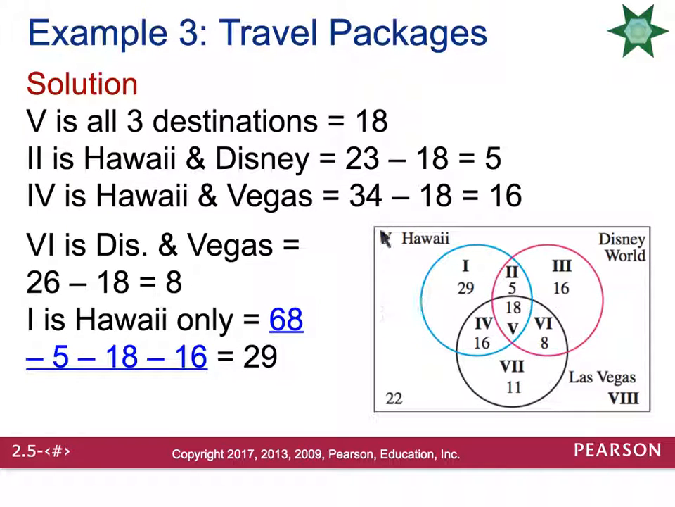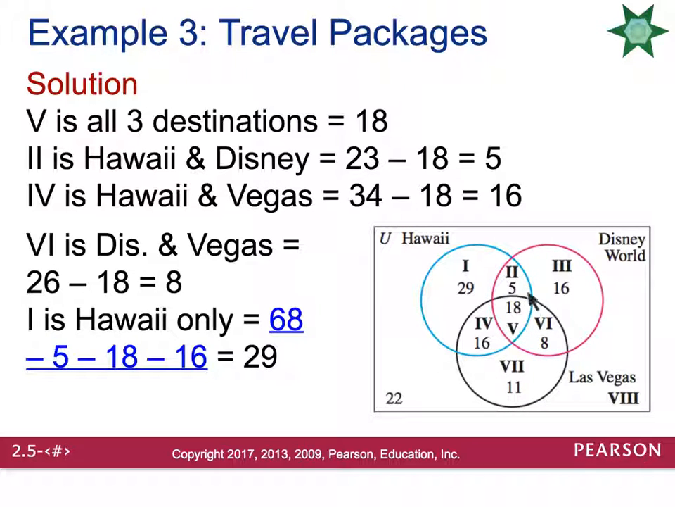Okay, so the only thing we can put directly into our Venn diagram is the 18, the people who wish to go to all 3 destinations, and that would go in region 5 here. So we can start with that, and that number goes in there directly. Now we're looking at Hawaii and Disney. That adds up to 23.